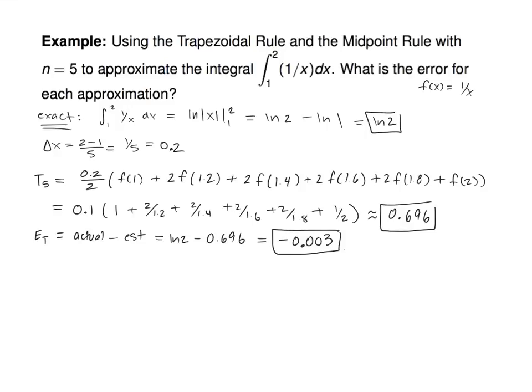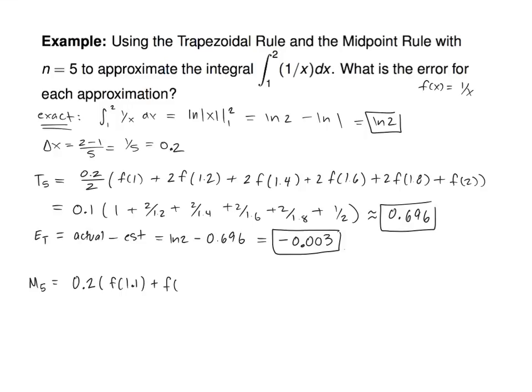Okay, let's find the midpoint. So with the midpoint, do we have to do the 0.2 over 2? Nope, just 0.2, because in this case, remember, trapezoid kind of came from averaging, hence the division by 2 business. And then you can kind of look at the work that we did to kind of get the midpoints. The first subinterval is from 1 to 1.2, right? What's the midpoint there? 1.1.